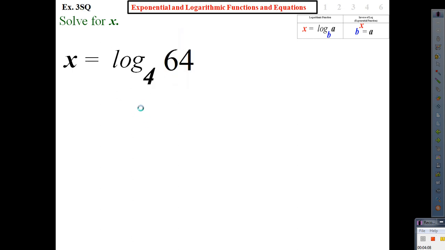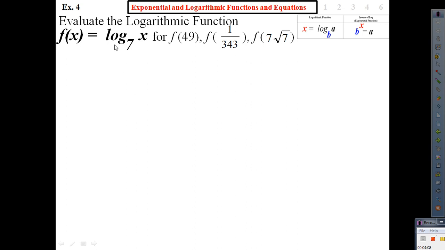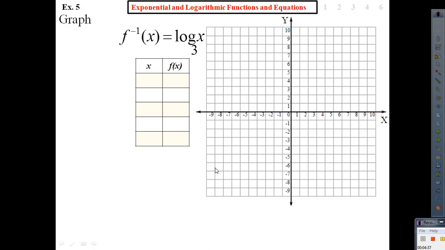That got us ready for example 4. Example 4 was evaluating logarithmic functions. We were given the function f of x equals log base 7 of x, for f of 49, f of 1 over 49, and f of 7 square root of 7. Then we went ahead and did that, and that was basically your home plate. So where's that getting us ready for? Today I'm going to do an intro into the next part, which is graphing.